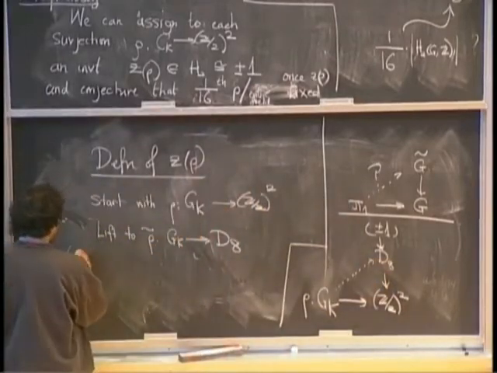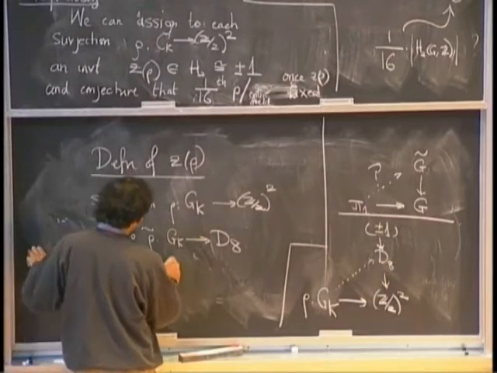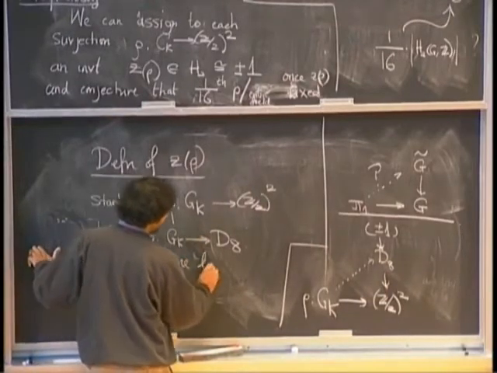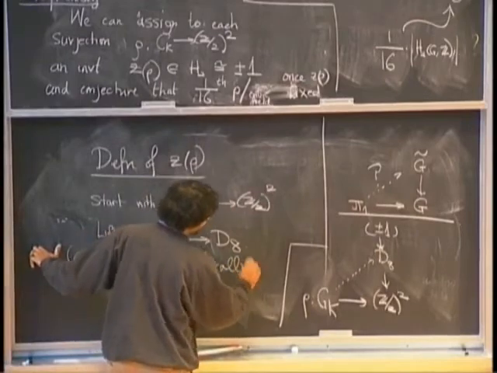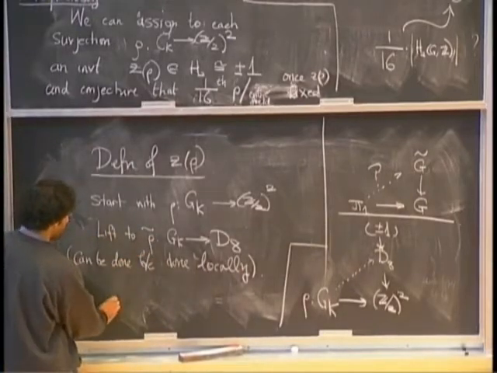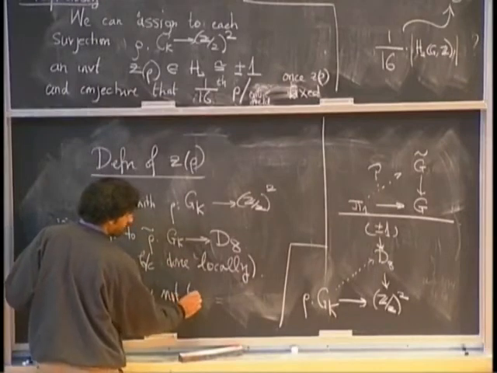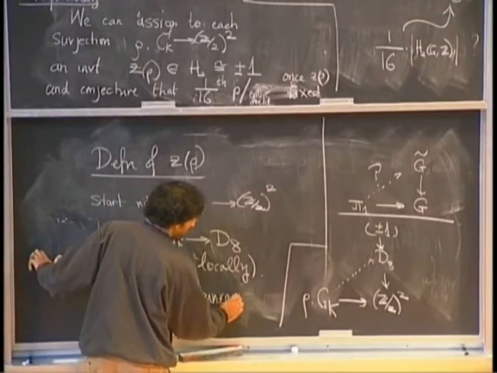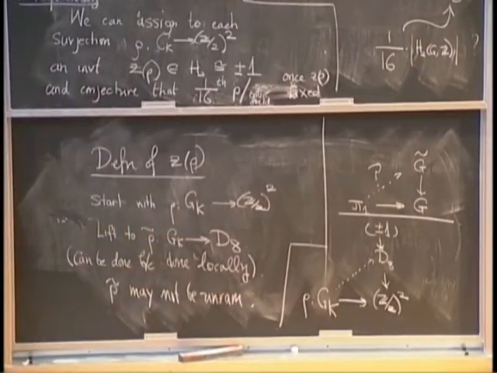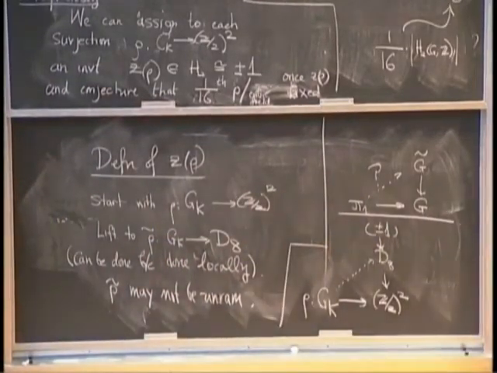So this can be done because it can be done locally, and it can be done locally because it's everywhere unramified, so it's very easy to see. The only thing is, though, rho tilde may not be unramified. In fact, usually it'll be impossible to make it unramified. So I have to write down some invariant which measures our inability to make it unramified.